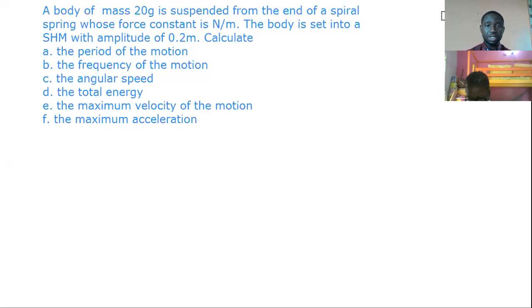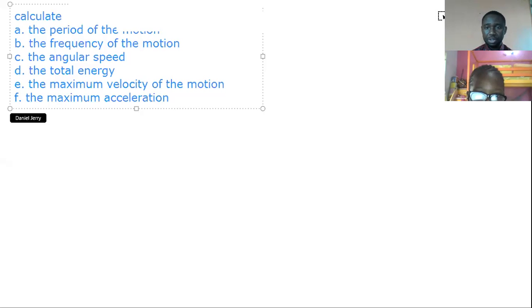A body of mass 20 gram is suspended from the end of a spiral spring whose force constant is 0.4 Newton per meter. The body is sent into a motion with an amplitude of 0.2 meters. Calculate A, the period of the motion. B, the frequency of the motion. C, the angular speed. D, the total energy. I want you to solve these questions. I believe there are some of them you should be able to do.